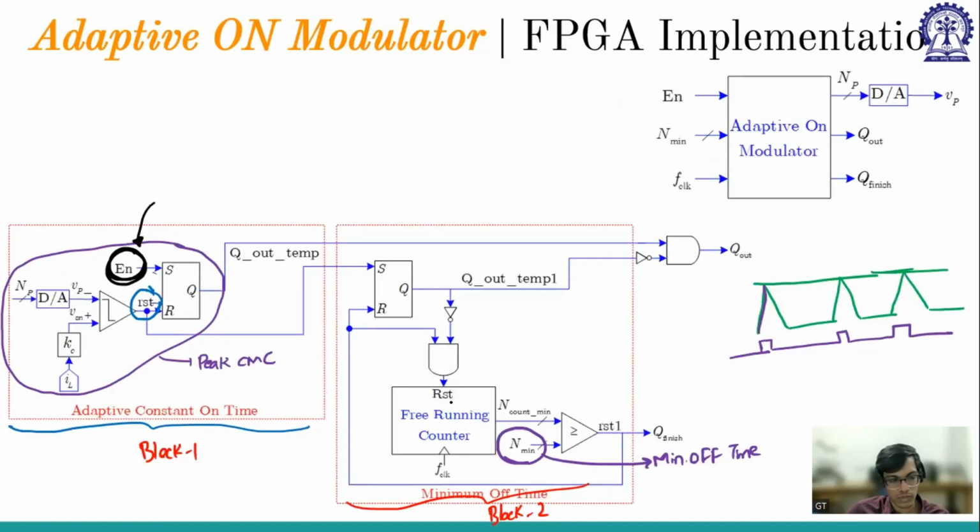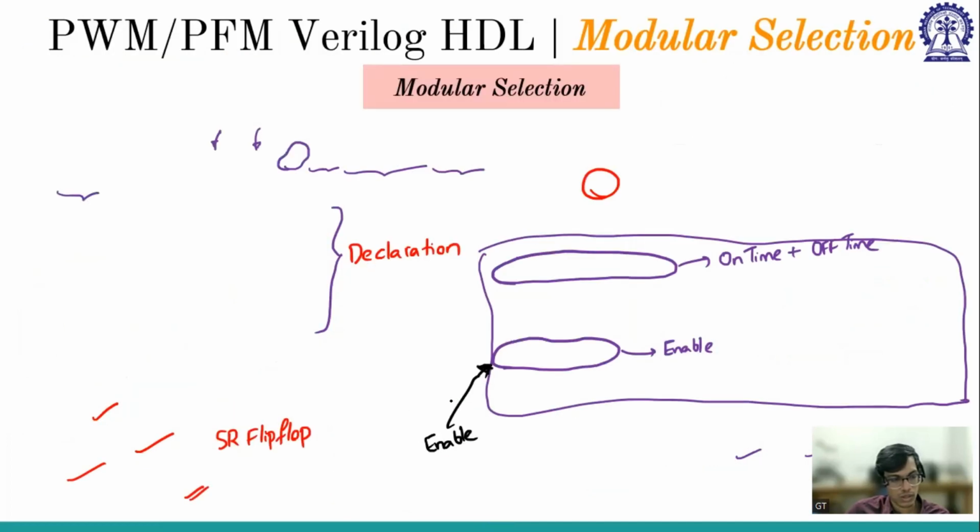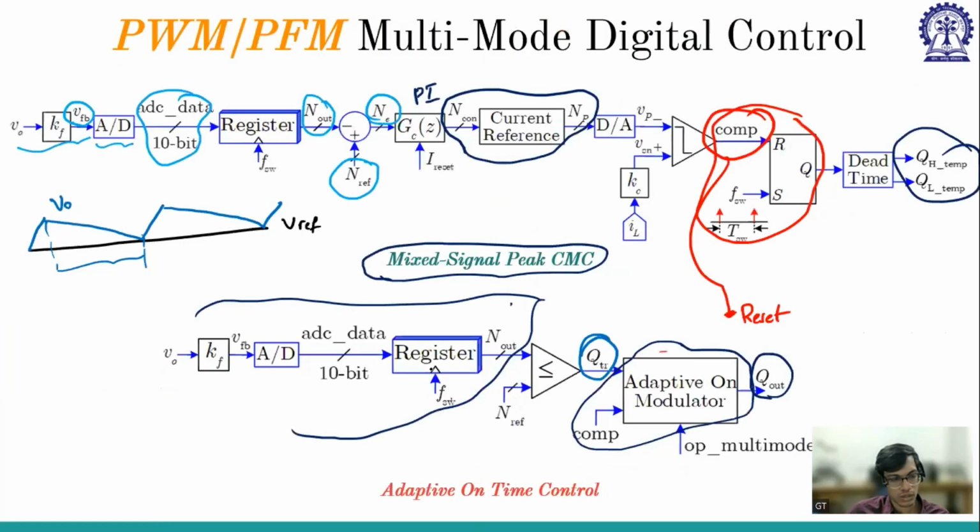Sir, I didn't get the point. My question is, in case of constant on time, we require a minimum of 10 blocks, right? Does the minimum of 10 blocks have the same significance here as in constant on time or not, sir? Yes, yes. Okay. If that is the case, who is going to decide the minimum off time?